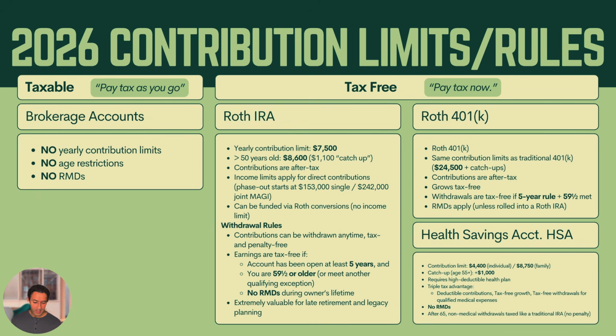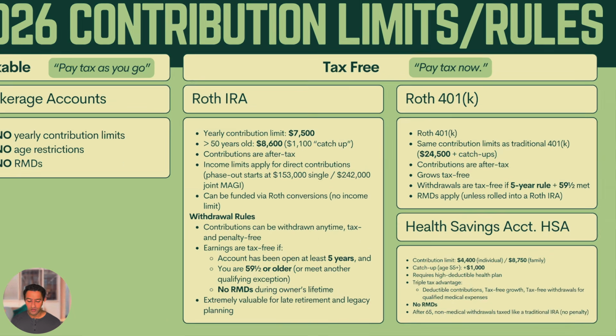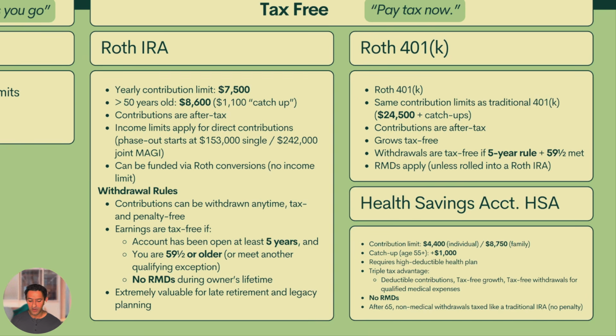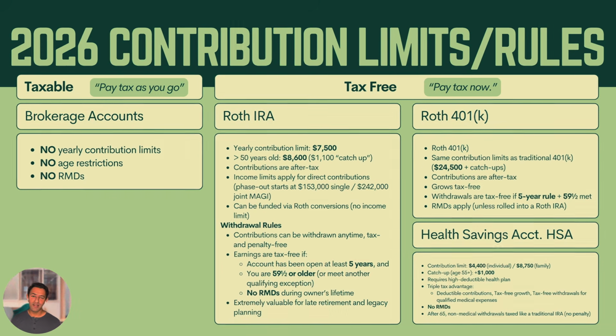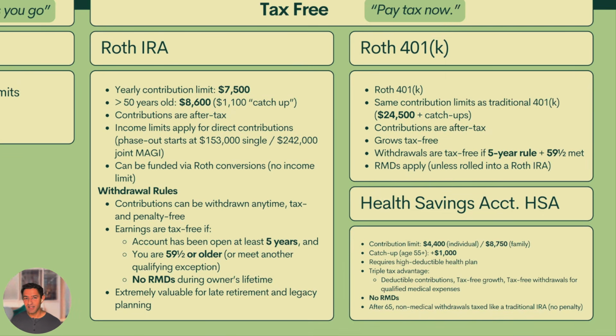Now, in your Roth 401k, it's the same contribution limit as your traditional 401k. It's $24,500 plus the same catch-ups that we had just a second ago. The catch-ups being, depending on your age, if you're 50 to 60, you get an $8,000 catch-up, 60 to 63, $11,250 catch-up. And your health savings account here, you got a contribution limit of $4,400 as an individual, $8,750 as a family, and you've got a $1,000 catch-up if you're over age 55.